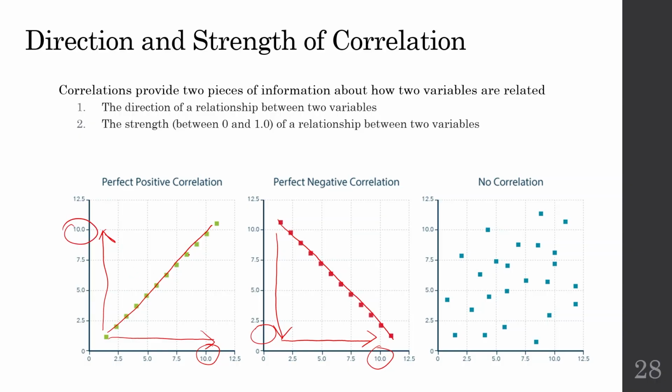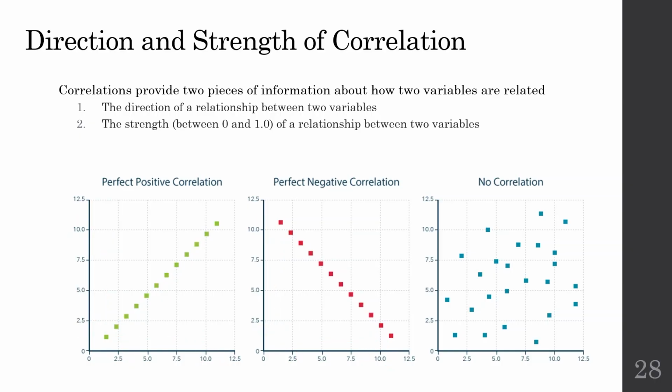And so it doesn't matter the direction, right? We could also say low values are associated with low values, or high with low. It's really just a matter of, do the variables change in the same direction or in opposite directions? Positive, they're changing in the same direction. Negative, they're changing in opposite directions.